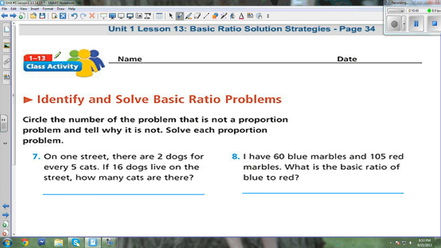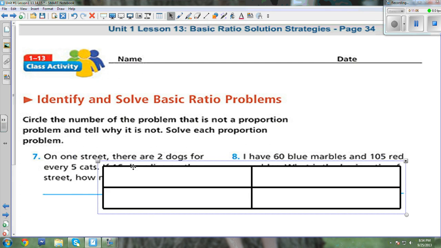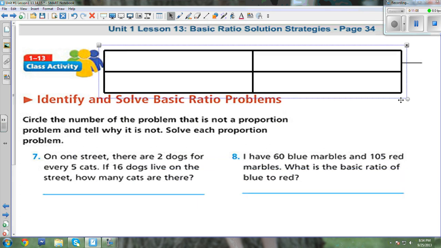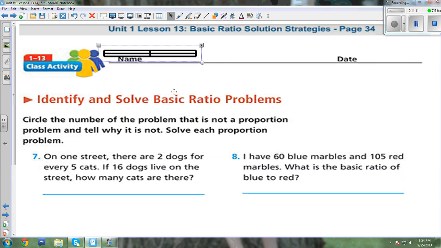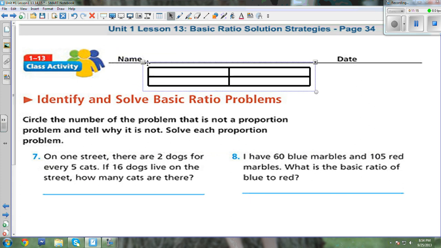On one street, there are 2 dogs for every 5 cats. If 16 dogs live on the street, how many cats are there? All right, so let's set it up as a factor puzzle. So I'm just going to make a quick factor puzzle here. I'm going to move it, make it smaller, I think. Ooh, that's way too small. How can I make it smaller? Let's see, that'll work.